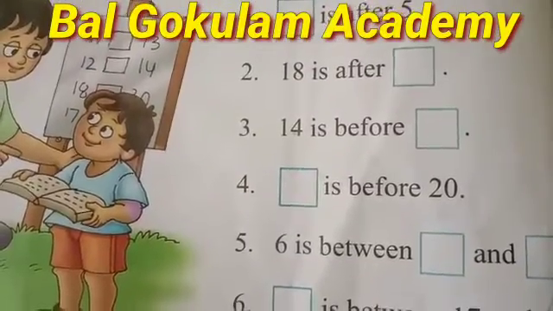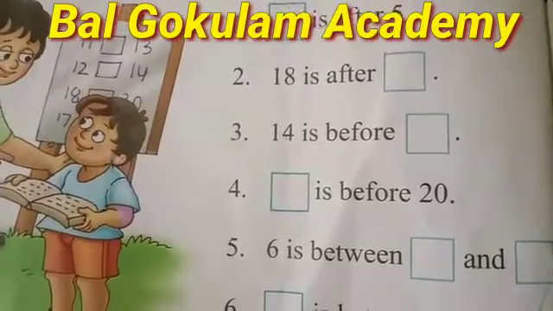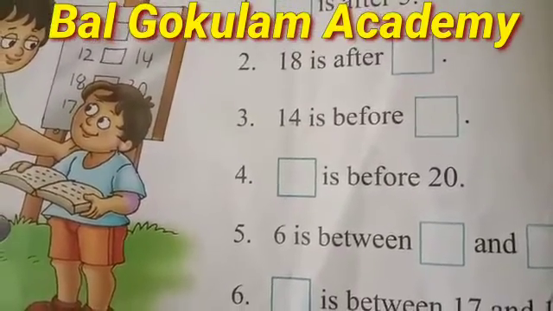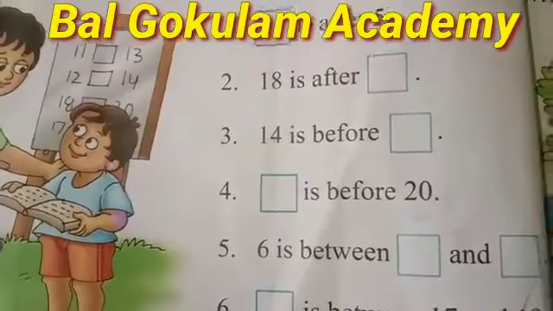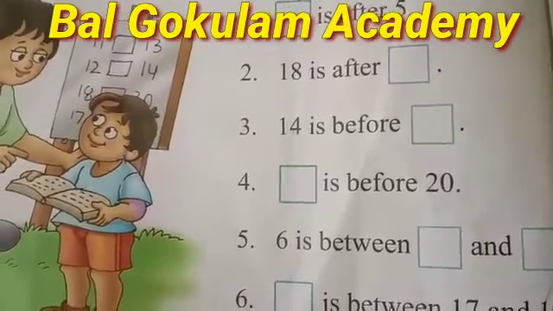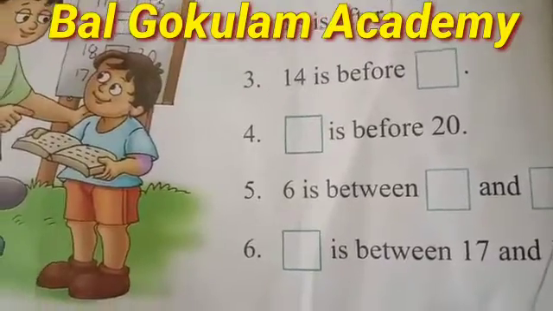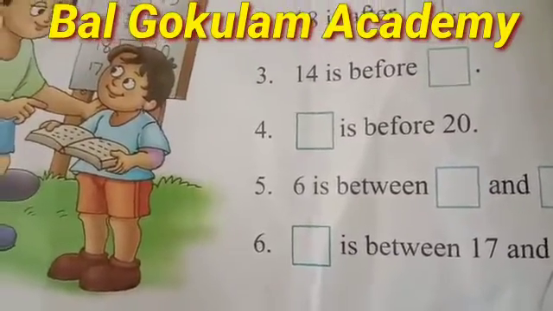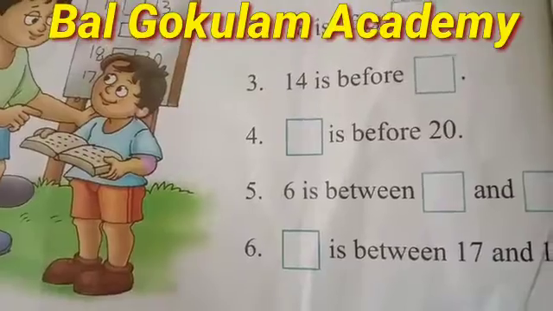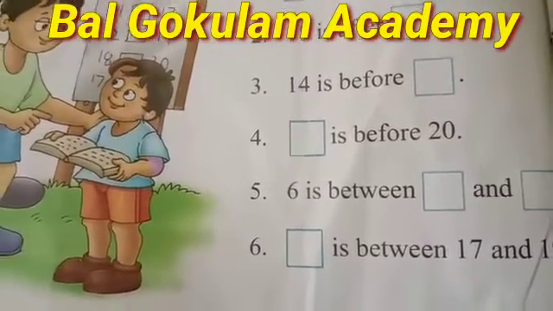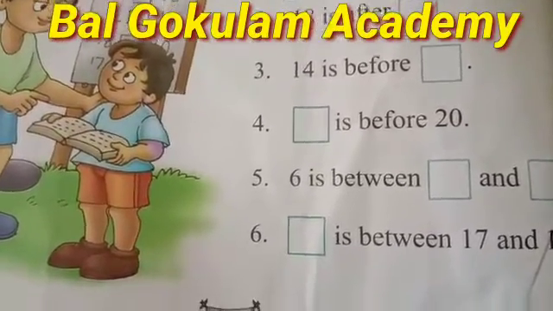14 is before dot dot. So which number is here? 15. Because 14 is before 15. Then dot dot is before 20. So which number is here? 19. Because 19 is before 20.